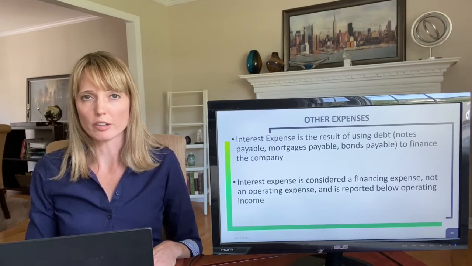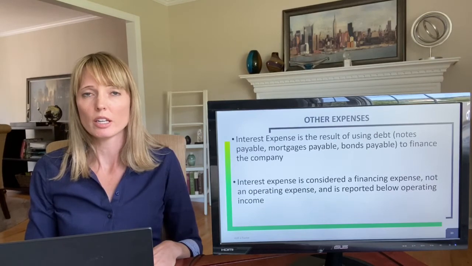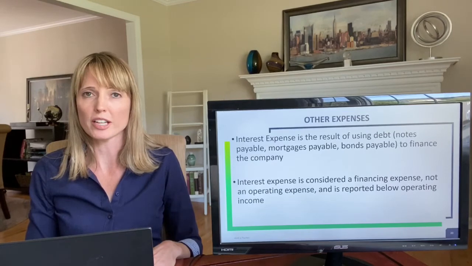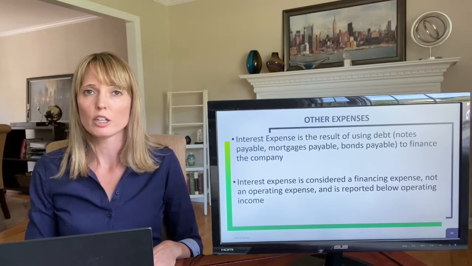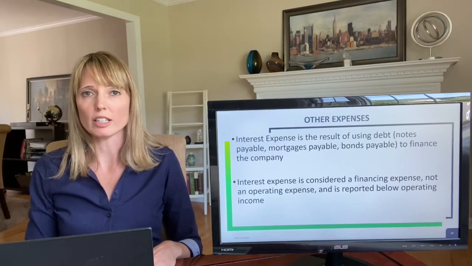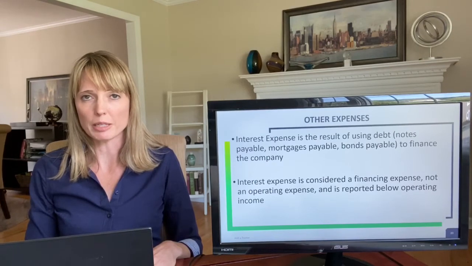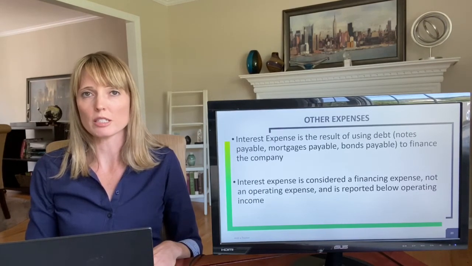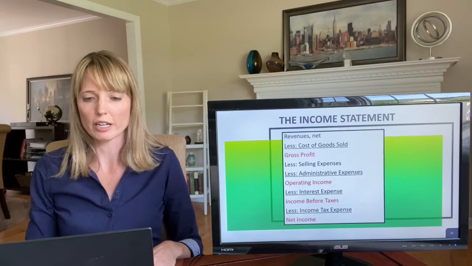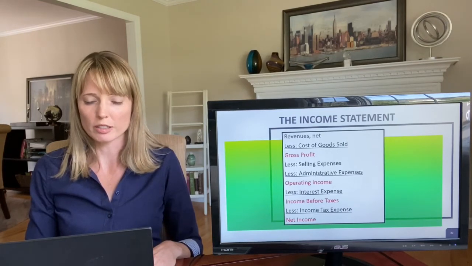Interest expense, on the other hand, is a financing expense. It's the result of the company choosing to fund or finance its operations with debt as opposed to issuing shares of common stock. Remember, it's loans, notes payable, mortgage payable, bonds payable, that are generating the interest expense. And because it's simply that means of financing, we separate interest expense out and report it outside of operating income. When we take our operating income and subtract out interest expense, we get income before taxes. Of course, then we subtract out income tax expense and we reach our net income.